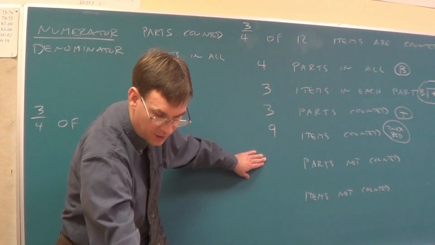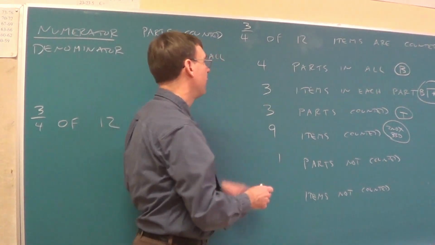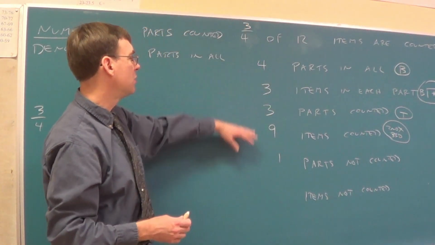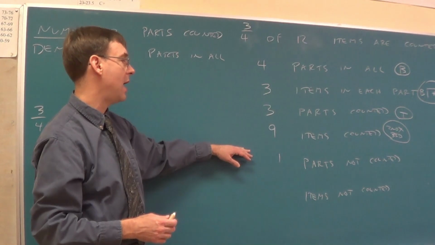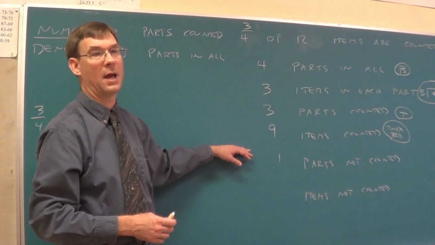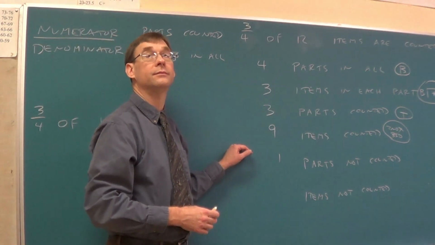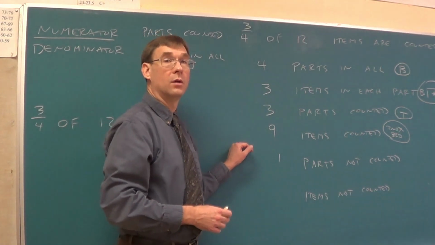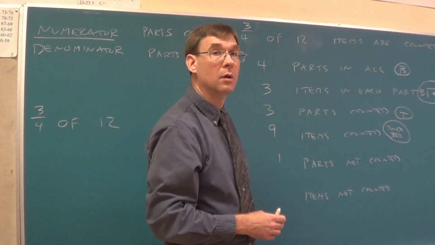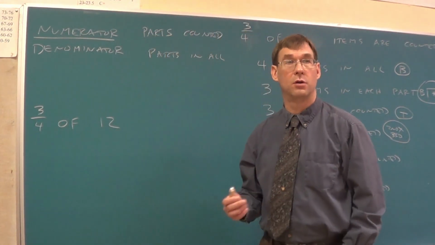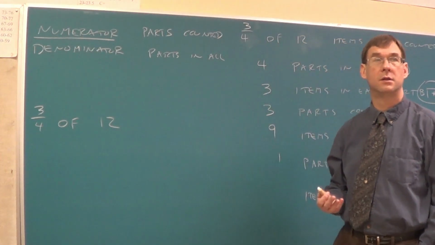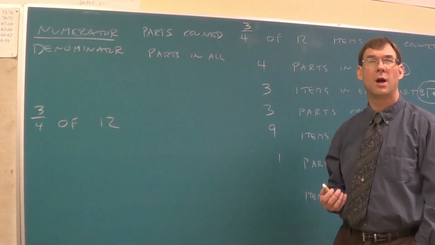1 is sitting over here. If these were harder numbers, how could we use math to figure out that one of those piles, one of those parts, did not get counted? It's 3/4, so if all 4 got counted, it would be 4/4. So what math are you doing? Add, subtract, multiply, divide? Probably not.